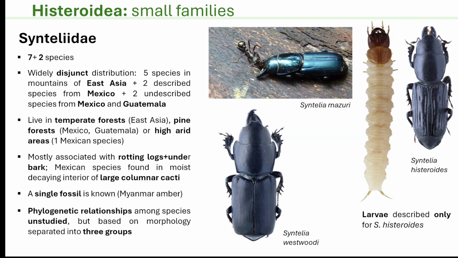There's a single fossil known from Burmese amber, and the phylogenetic relationships among the species are unfortunately not yet studied because they're not that easy to get. Larva is only described for one species, Syntelia hysteroides.